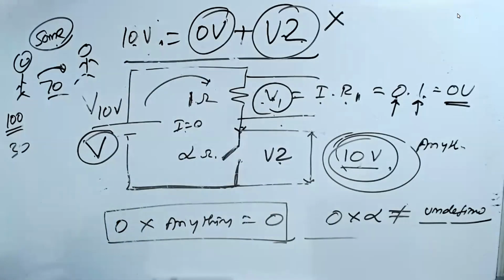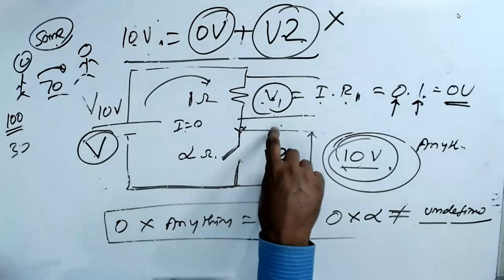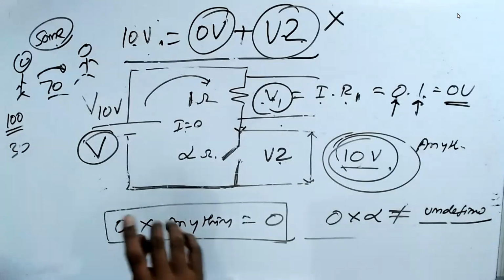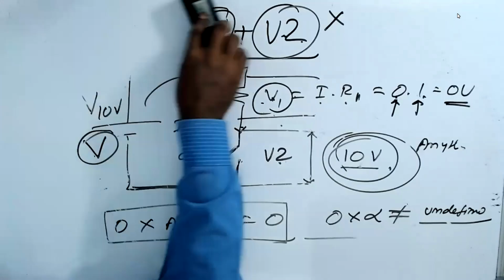So please understand, most of you think when a switch is off, I should get 0 volt. No, you get 10 volt. You get 10 volt. That is one.